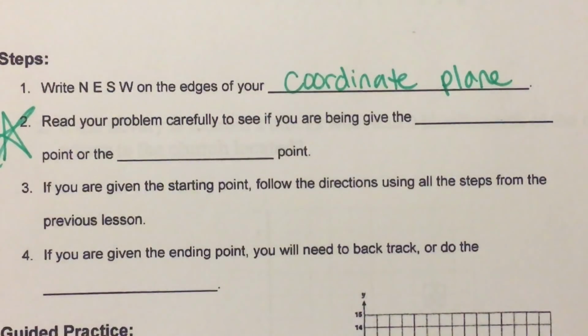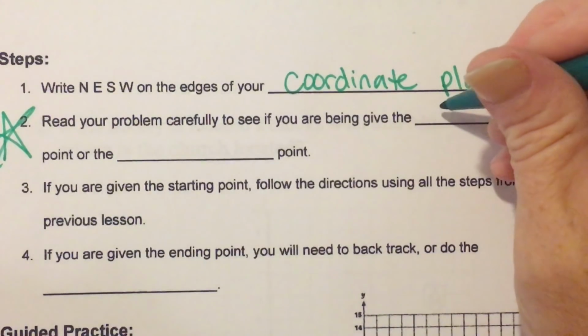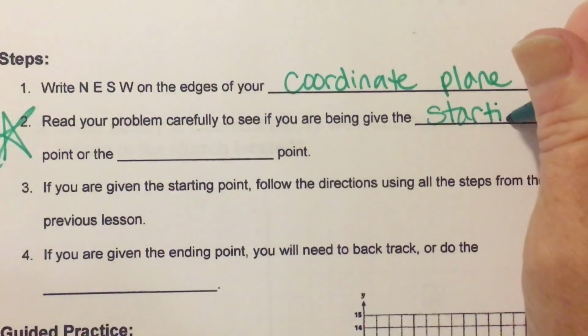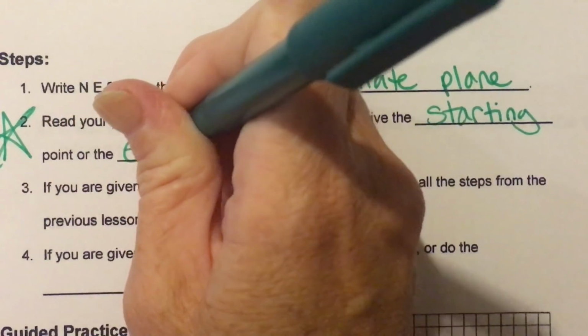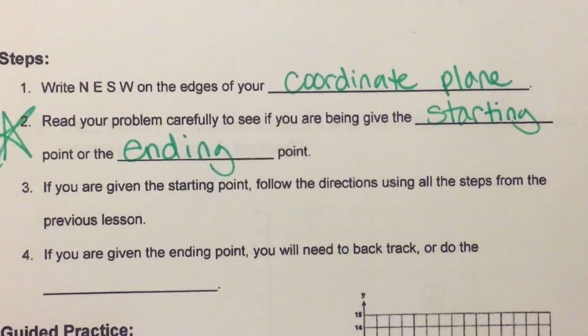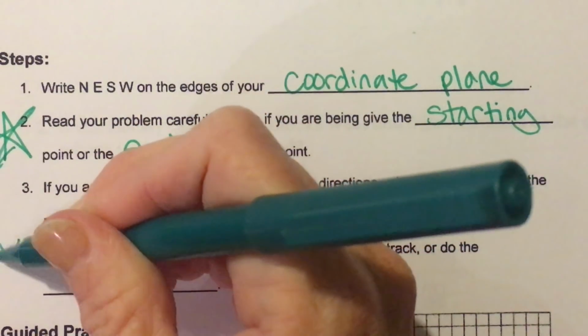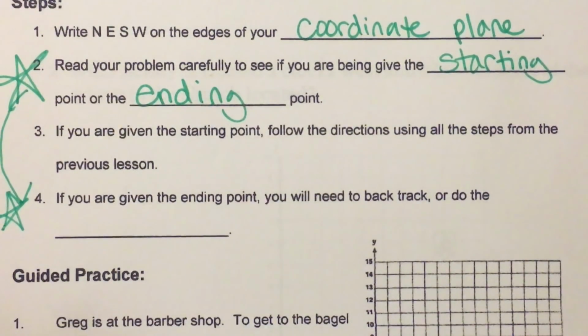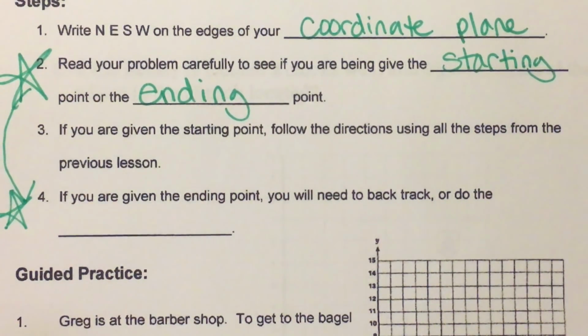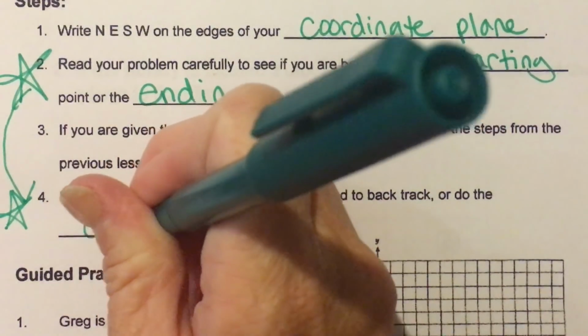Okay, this is going to be the hard one. I'm going to put a star. You're going to read your problem carefully to see if you are being given the starting point or the ending point. Okay, we didn't have this in our last lesson, so this is new as well. Okay, if you're given the starting point, follow the directions using all the steps from the previous lesson. So this is what we practiced last time. Okay, this is the new thing we're going to practice. If you are given the ending point, you will need to backtrack or do the opposite.